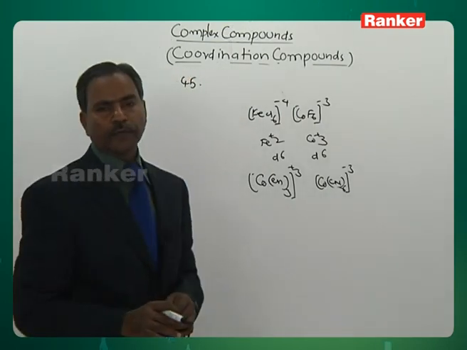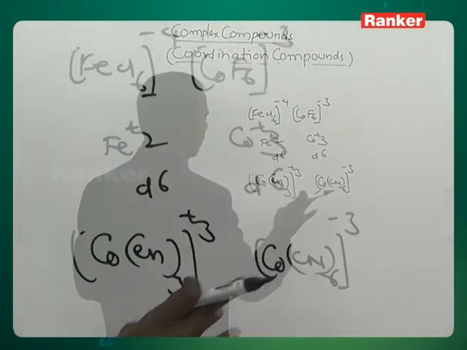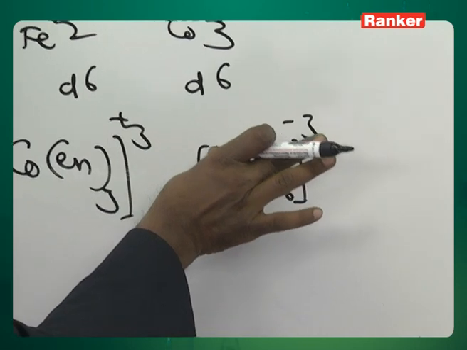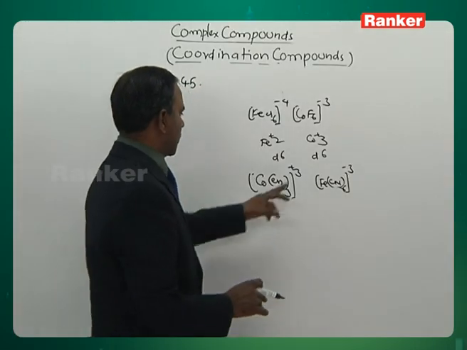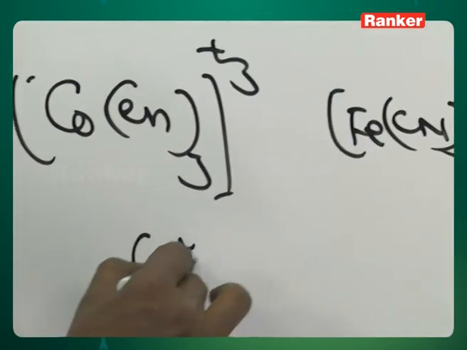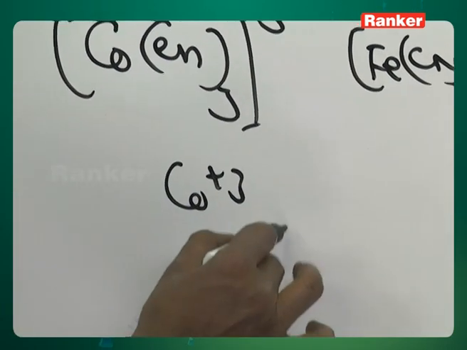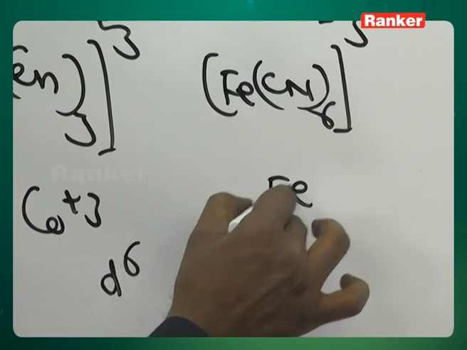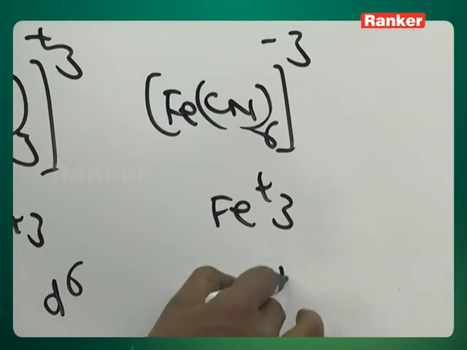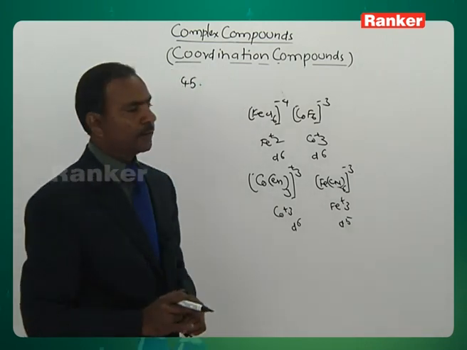[Co(CN)6]3-. [Fe(CN)6]3-. This is not Co, this is Fe. [Co(CN)6]3- means cobalt here is again +3, that is d6. Here [Fe(CN)6]3- means iron is +3 and d5. Iron is +3, d5.